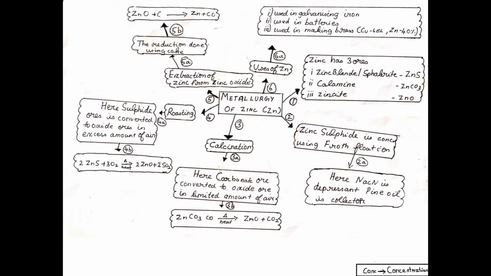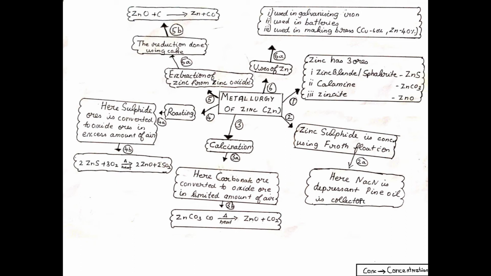So the reaction is zinc carbonate with heat gives rise to zinc oxide plus carbon dioxide. Next, we are going to learn how zinc sulfide ores are converted to oxide ores. Here, zinc sulfide is converted to oxide ores in excess amount of air and giving heat. So the reaction will be 2ZnS plus 3O2 by giving heat gives rise to 2ZnO plus 2SO2.